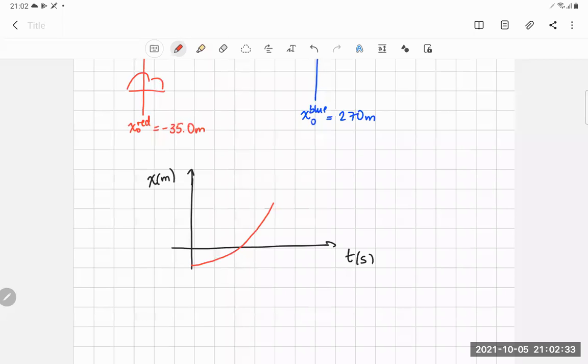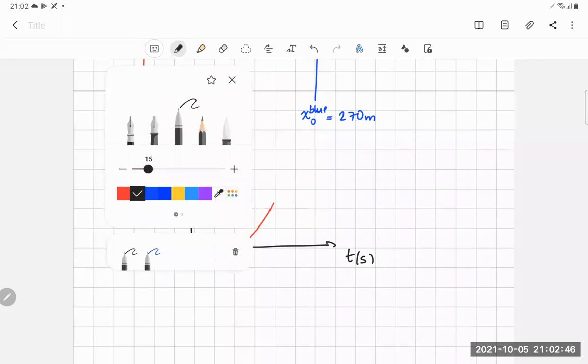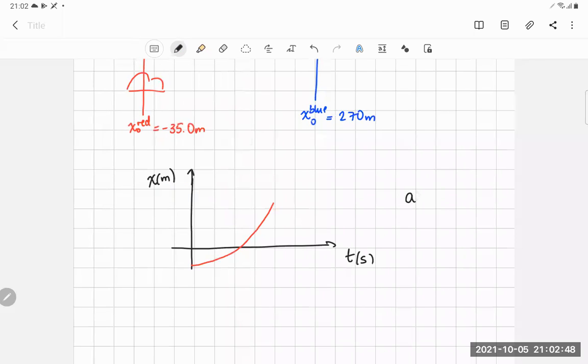We can see it from this graph. And the question of this problem is exactly that. What is the acceleration magnitude of this red car? Okay, so the question of this problem is exactly that. What is the acceleration of this red car? So the red car has an acceleration.